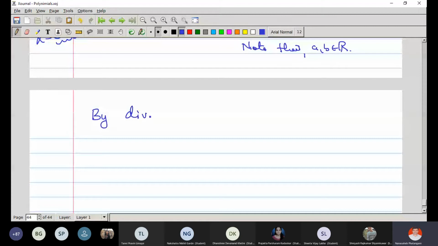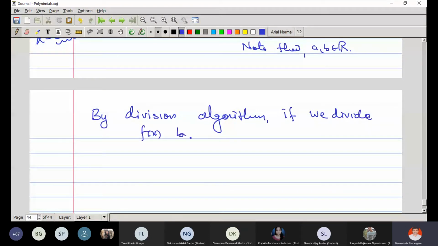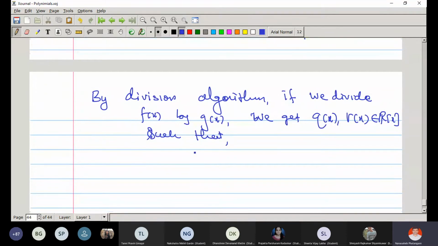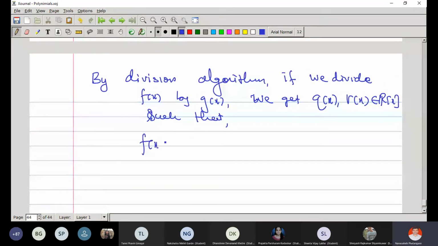If we divide f(x) by g(x), we get q(x) and r(x) in R[x] such that, by the division algorithm, f(x) is equal to g(x) times q(x) plus r(x), where r(x) equals 0 or the degree of r(x) is strictly less than the degree of g(x). What should be the condition on r(x)?